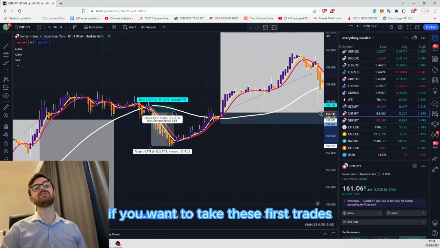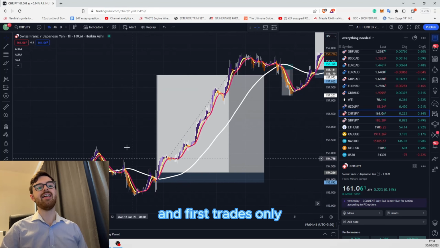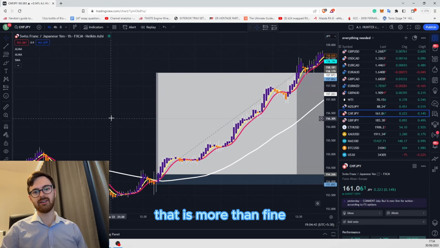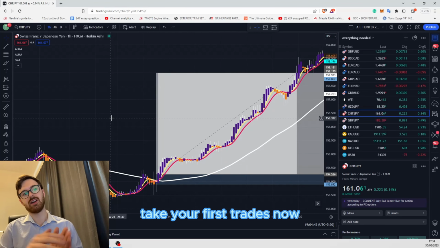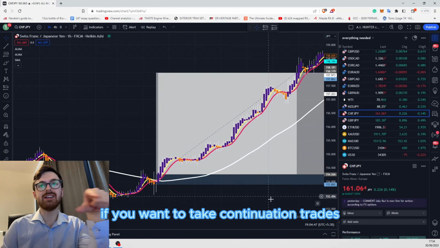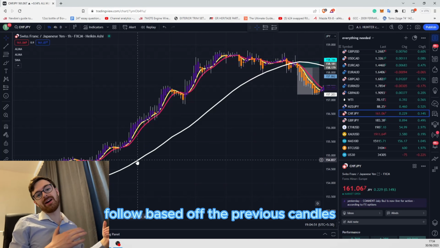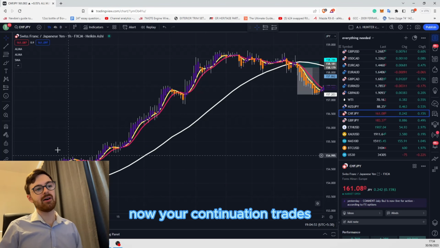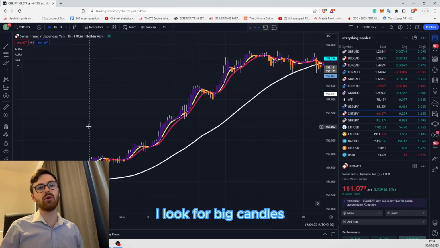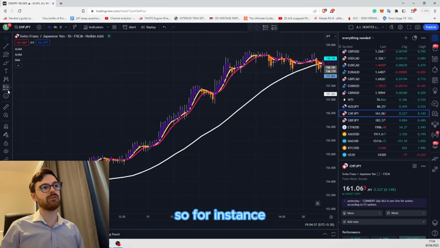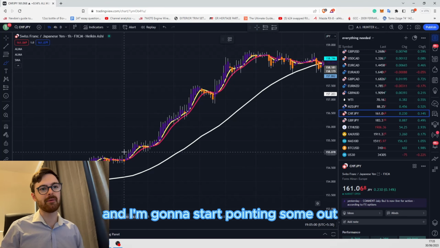If you want to take these first trades and first trades only, that is more than fine. Take your first trades. Now, if you want to take continuation trades, you can do that. This is where I'm saying follow based off the previous candles. Now, your continuation trades, I look for big candles. So, for instance, I'm going to start pointing some out.